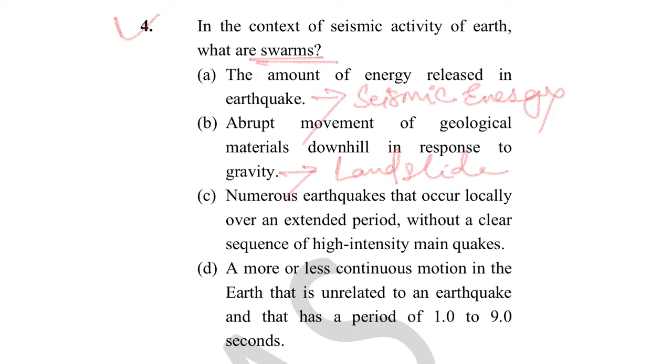Numerous earthquakes that occur locally over an extended period without a clear sequence of high intensity main quakes. Yes, this is the correct answer. Numerous earthquakes which occurred locally over an extended period. The last option is a more or less continuous motion in the earth that is unrelated to an earthquake and that has a period of 1 to 9 seconds.